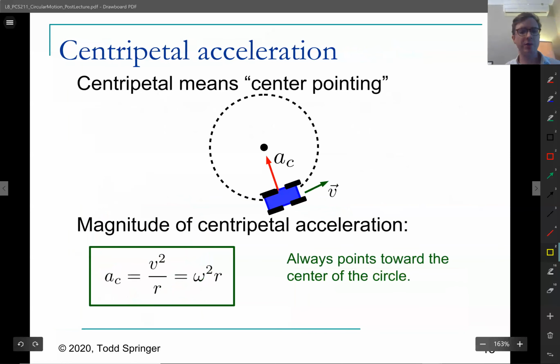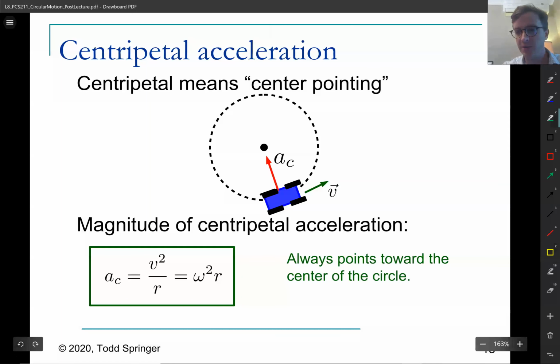So we call this centripetal acceleration, not centrifugal, centripetal with a P. Centripetal means center pointing, so it's pointing towards the center of the circle. So an object which is moving in a circle at a constant speed experiences centripetal acceleration. It points towards the center of the circle. The magnitude of that acceleration is v squared divided by r. v is the speed of the object.